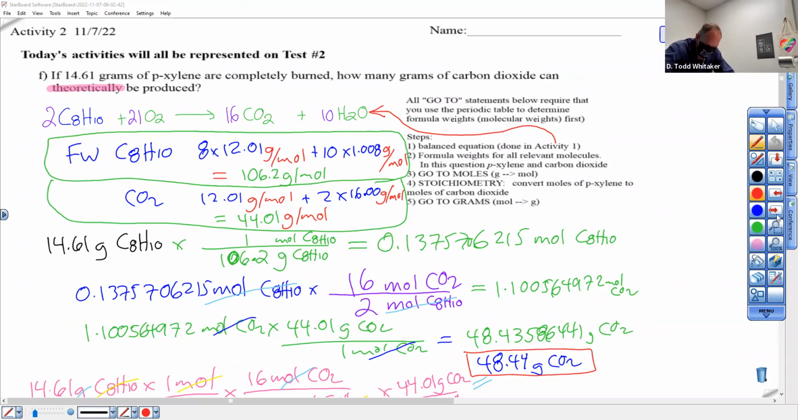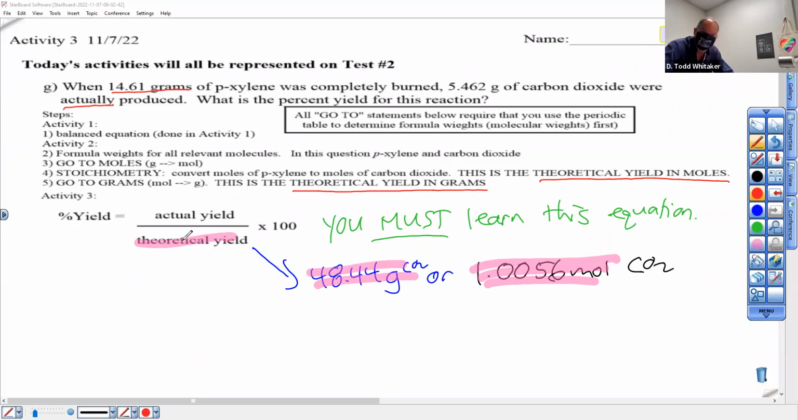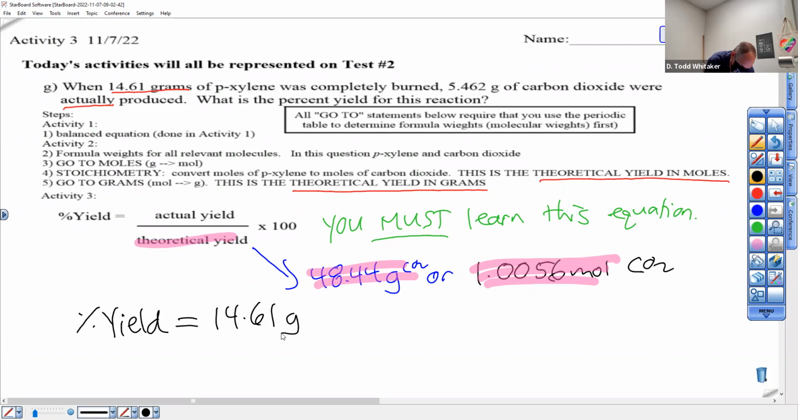All right. You have to remember it's actual over theoretical. When you're doing a test score, you don't put 100 over 86 to get your test percent. Whoopee, I got over 100%. Well, because you did the math wrong. The 86 over 100, right? Okay. So, long story short, you actually made 14.61 grams. You theoretically could have made how many grams? 48.44 times 100 to make it a percent. Notice the units disappear. If you're doing a percent equation and the units don't disappear, you did it wrong.